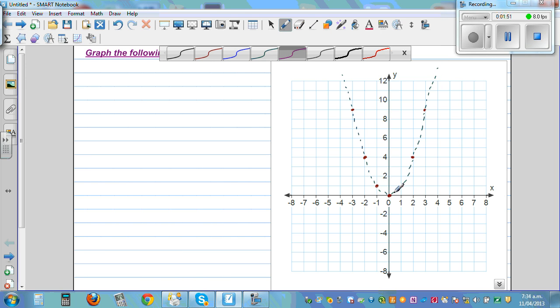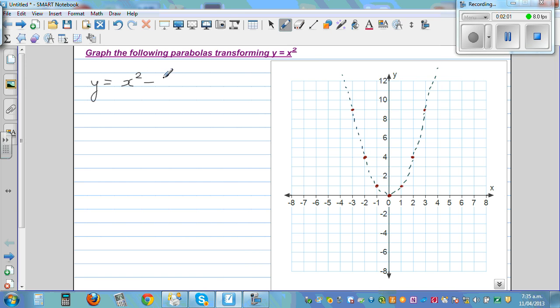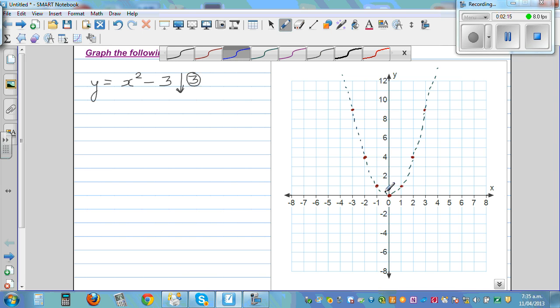So let's first write one equation. What happens if the equation is y is equal to x squared minus 3? So with this minus 3, the basic parabola will go 3 down, or each of these points will go 3 down. That's what it means. So the 0 will go 3 down, that means it will be at minus 3. So your vertex will become 0, minus 3.